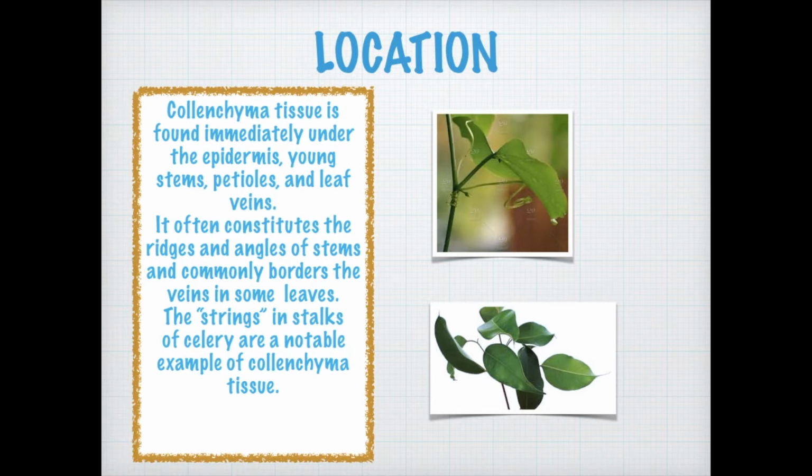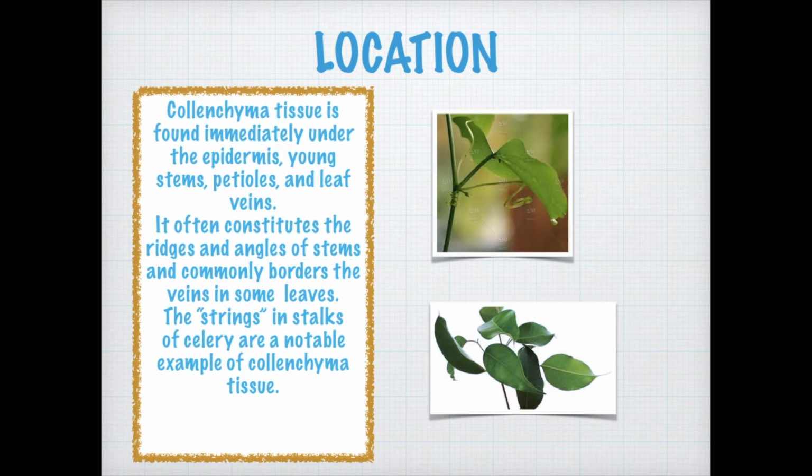Then you will find it in the leaves, like I have shown here, and in the petiole. I hope you know from your junior classes that the petiole is that tiny stem or branch-like thing that attaches the lamina to the node or to the stem. It is found around the veins. And if you really want to observe collenchyma tissue, you must pick up a celery. Celery is the best example to observe collenchyma tissue.